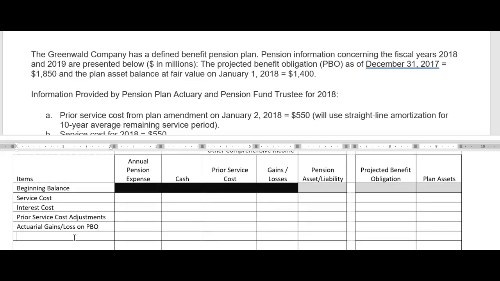And then the last thing that really goes into the PBO is the benefits paid. And that's probably the easiest one. That simply means we've taken plan assets and paid retirement to our employees that have retired.